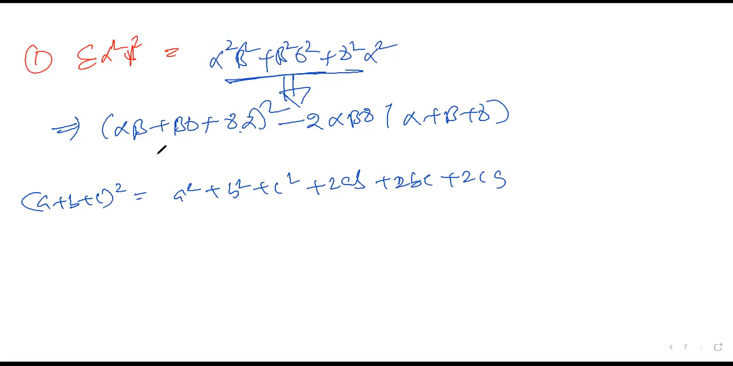So when it's opened, I added these terms to get this question. I added 2 times alpha beta, beta gamma, plus 2 times beta gamma, gamma delta, plus 2 times gamma delta, alpha beta. Adding and subtracting. Am I clear? Yes, sir.